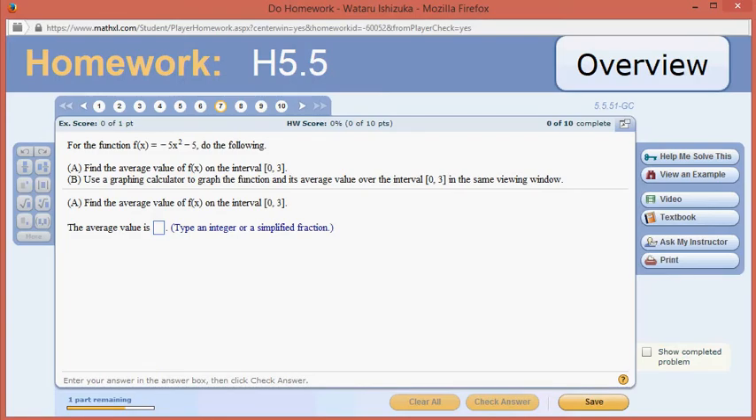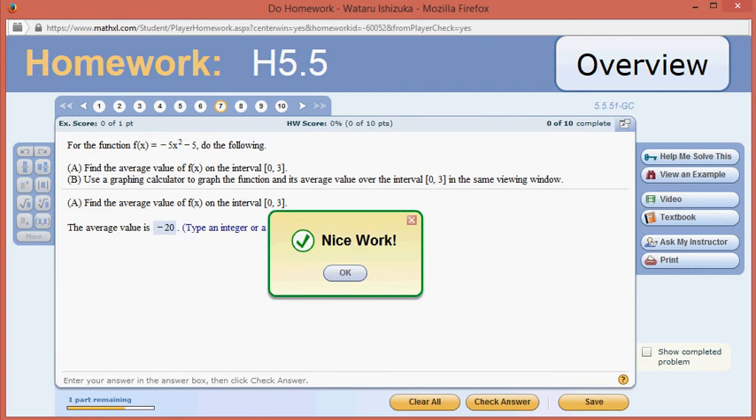So let's type that in. Here the average value is negative 20. Alright, we got that.